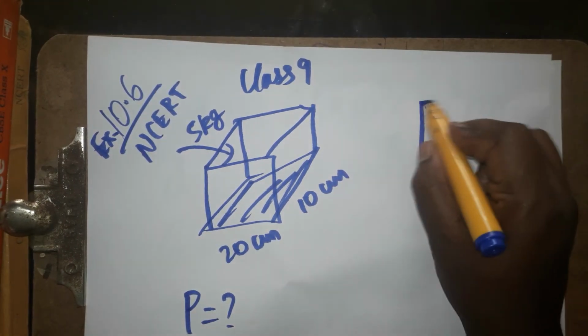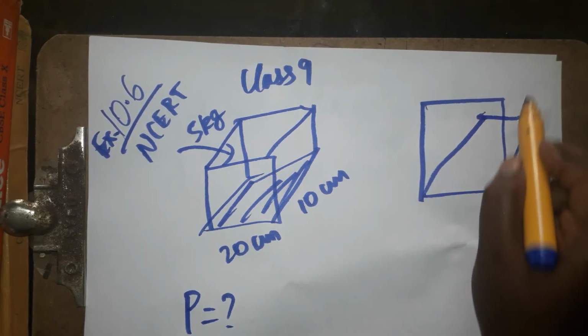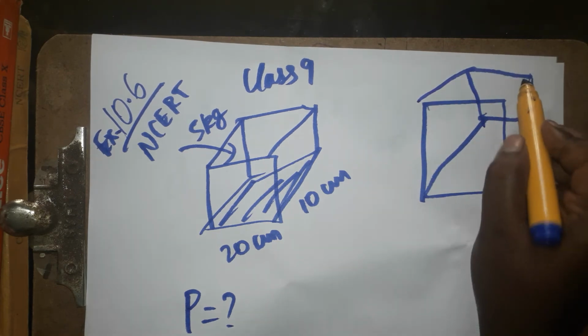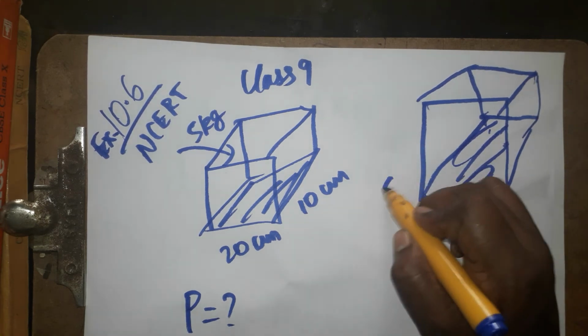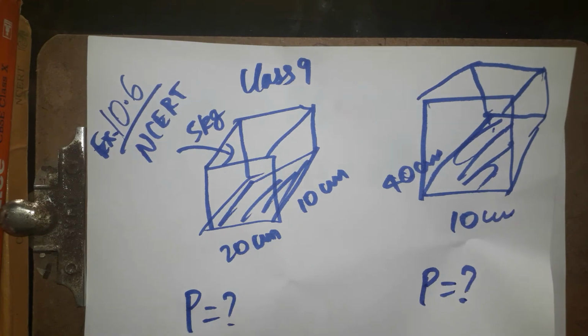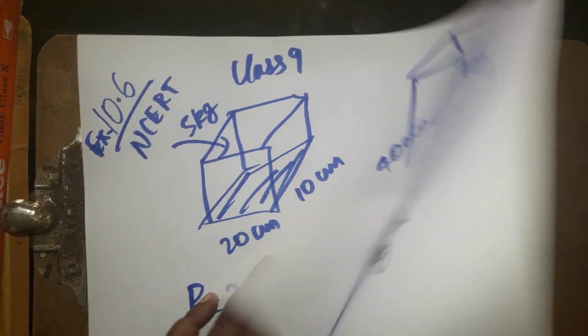The next one, the block they kept on another side, the same rectangular box they kept on another side, this side they kept. Now it is 10 into 40 centimeter. Here also they want pressure. For both the cases they want pressure. This problem also, it's a very easy problem.